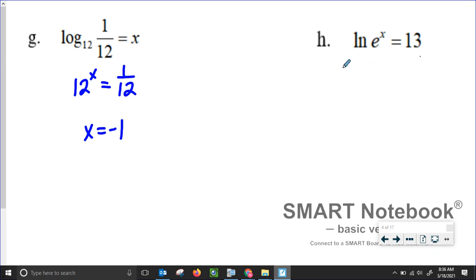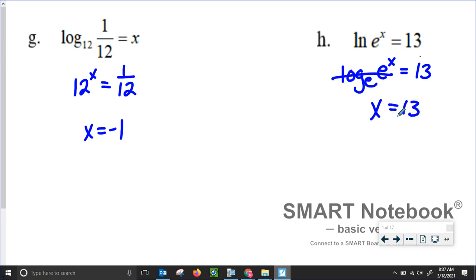Here, now you could just understand that ln and e cancel each other out, but if you want to strictly use the definition of logarithm again, you could say e to the 13 equals e to the x. Or we also had a property that said log base b of b to the x equals x, so we would know that these just cancel out and x is equal to 13.